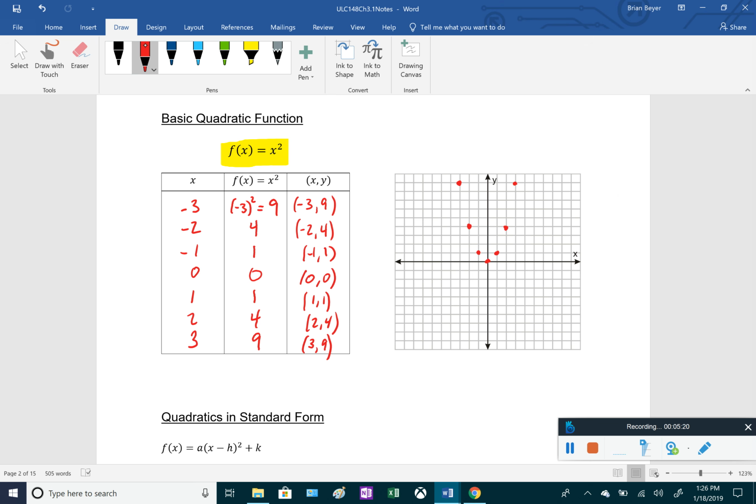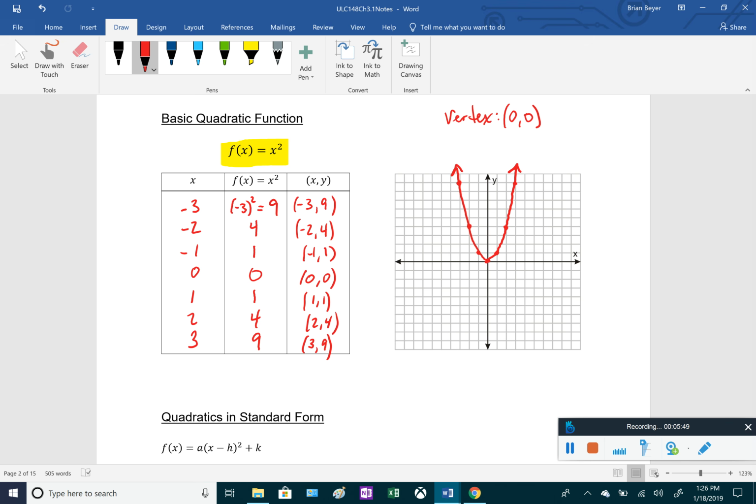So we're going to connect these with a smooth curve. Try to make it look smooth and rounded, not just connecting each dot with a line. Okay, so that's going to be our basic quadratic function. So you can see just by looking at it that the vertex is at (0, 0), which would make the axis of symmetry x equals 0 for this basic quadratic function.